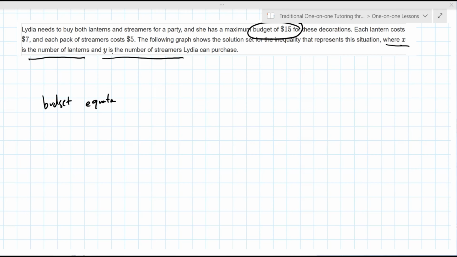I think we got it. Okay, so what I wrote down is 7X plus 5Y has to be less than or equal to 15. Is that what you wrote down? Yes. All right, excellent.